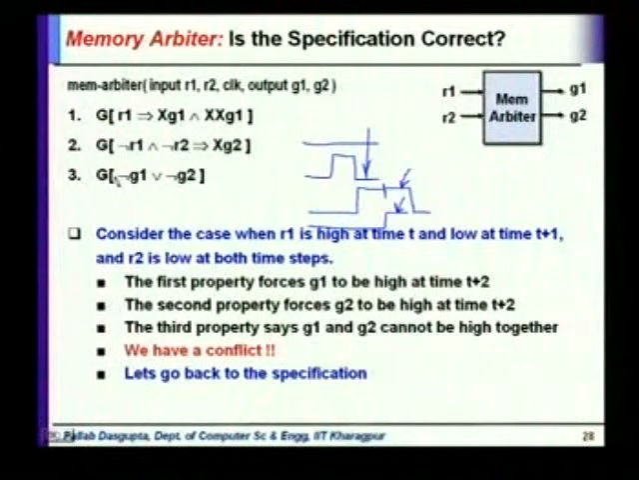So, in every logic you can write properties which are unsatisfiable. This is an example of a temporal logic specification which is unsatisfiable. Now, if you have an unsatisfiable specification, none of your implementations will satisfy it, because it is unsatisfiable. So, we need to go back and change the specification. So, let us see.